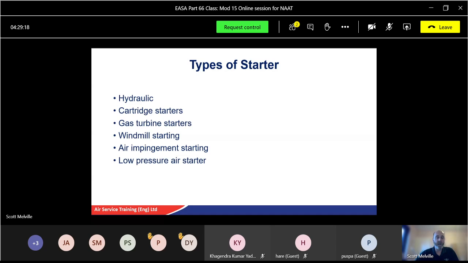A low pressure air starter, electric, just like your cars and motorbikes, just a bigger version. And air starting as well, so we use a lot of air for starting.